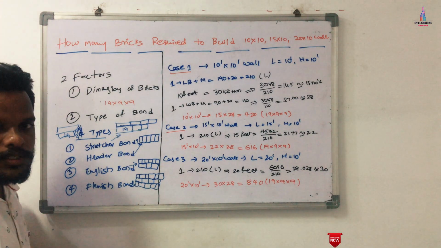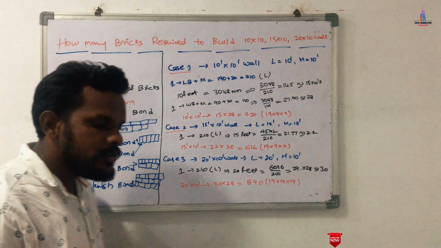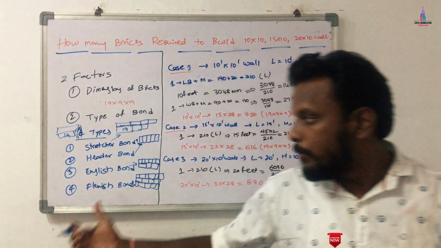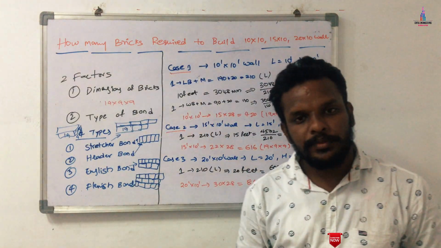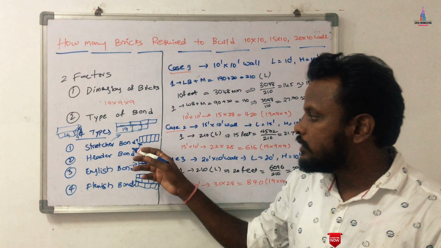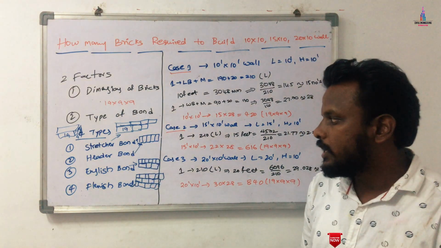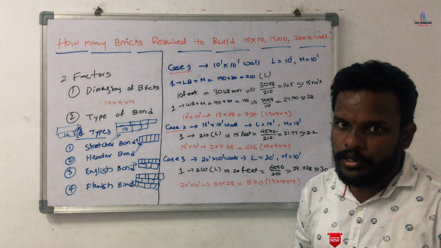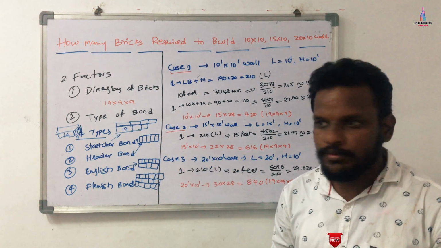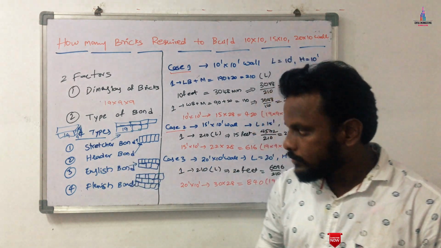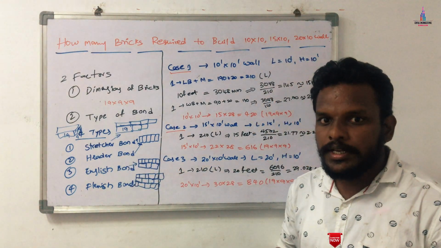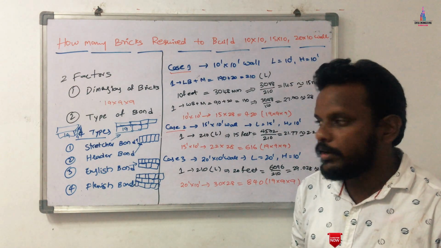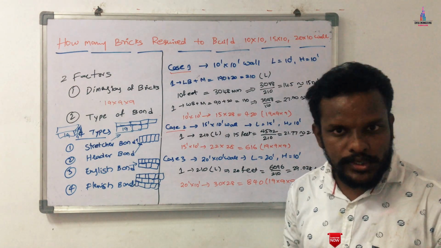So the number of blocks required for the construction of the wall also depends upon this particular type of bond. If you consider the stretcher bond, it will consist of a smaller number of blocks required for the construction of the wall. In the same process, if you consider the header bond, a higher number of bricks is required for the construction of the wall.